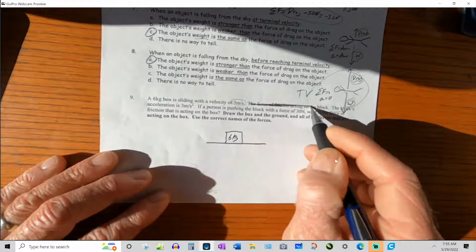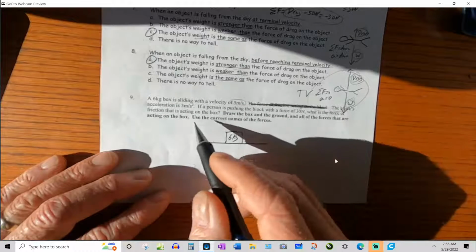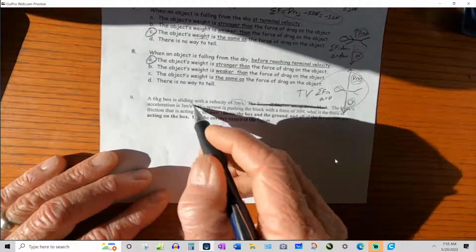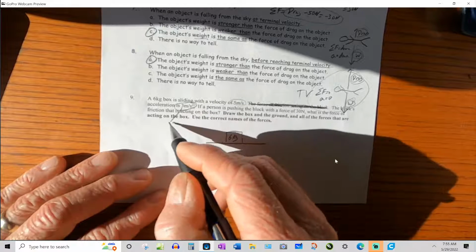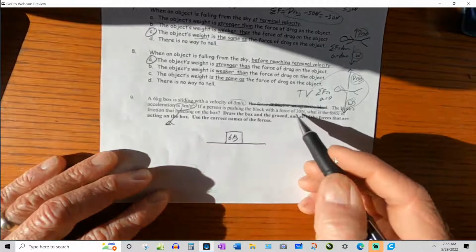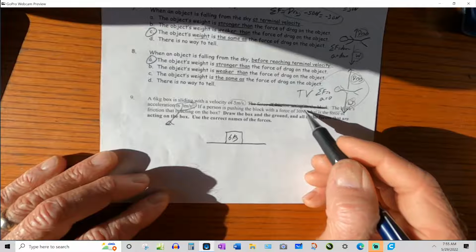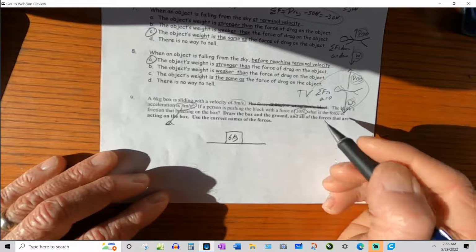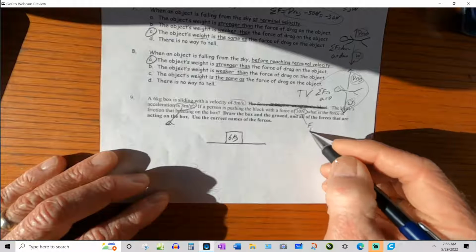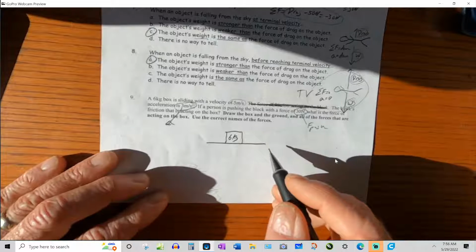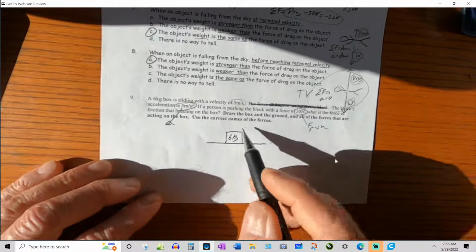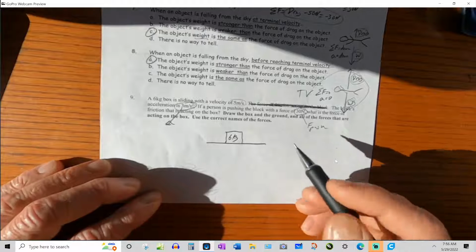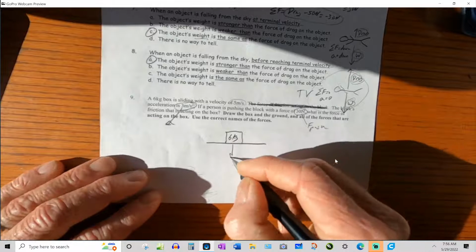Sorry, need to get rid of that. The block's acceleration is 3 meters per second squared. That's important. And the person pushing the block is pushing with a force of 30 newtons. That's important. We've got to find the force of friction, draw the box on the ground, and all the forces acting on the block. So here's, let's do the weight.